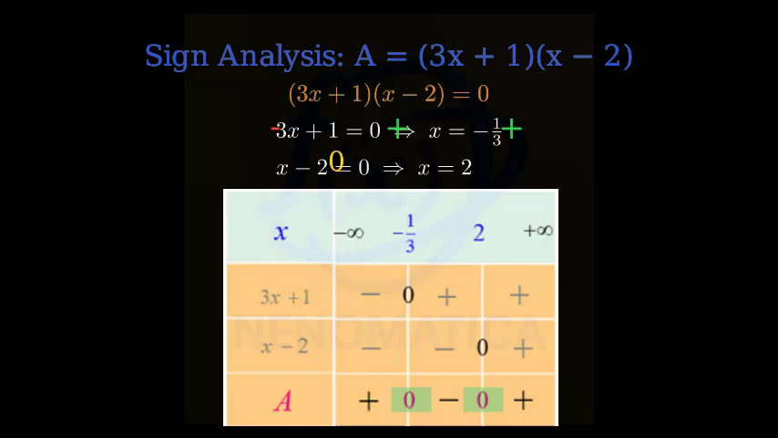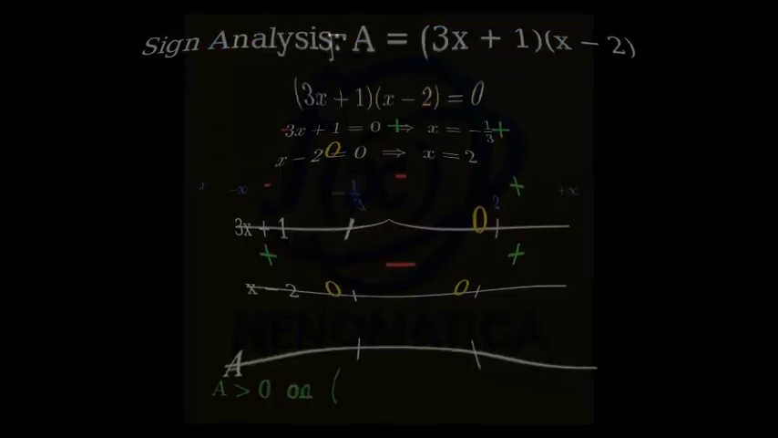Therefore, a is positive on the intervals from minus infinity to minus 1/3 and from 2 to infinity. It is 0 at x equals minus 1/3 and at x equals 2. And it is negative on the open interval from minus 1/3 to 2. Recap. Find the roots.